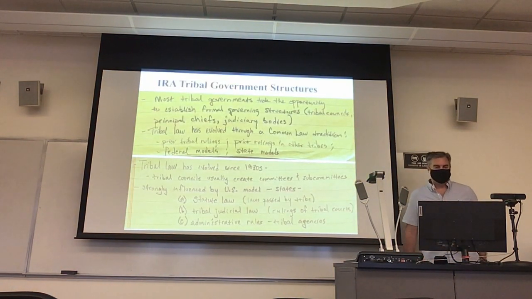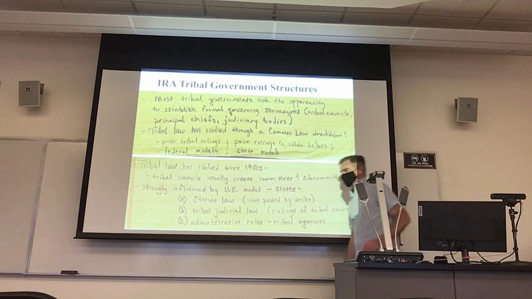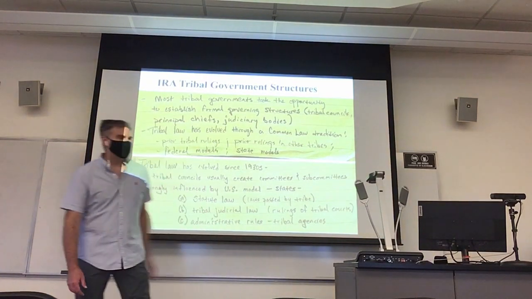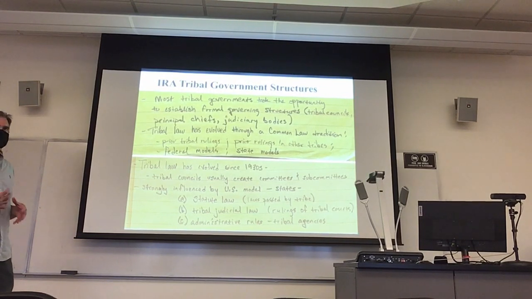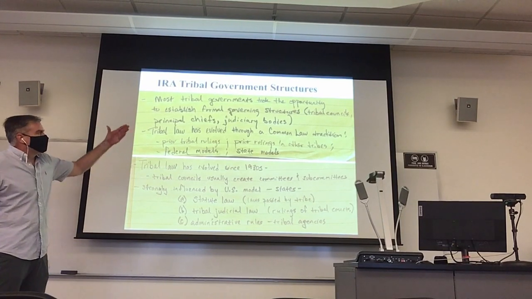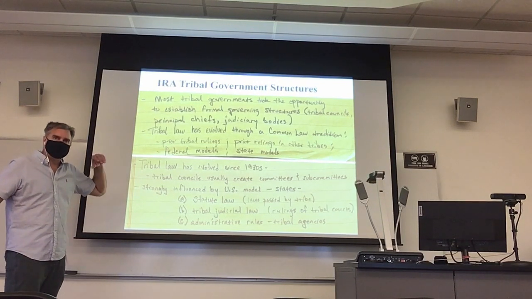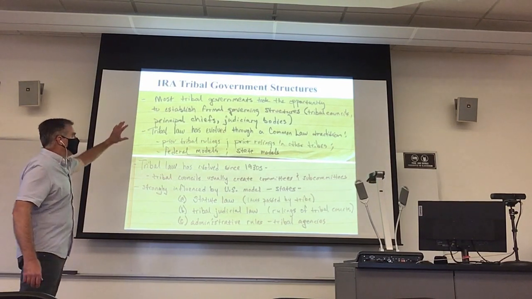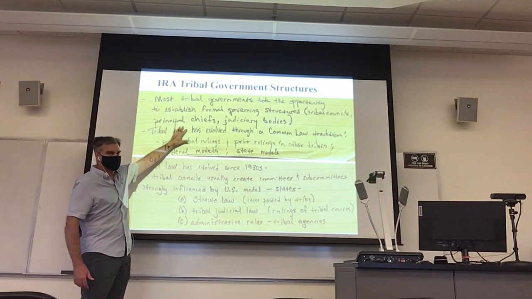Now, this is a lot of repetition, but some tribes did take the opportunity to restructure their tribal government. They typically mirrored state governments or the federal government by establishing a tribal council, sometimes a bicameral tribal council. And then there was a chief or an executive branch, right?